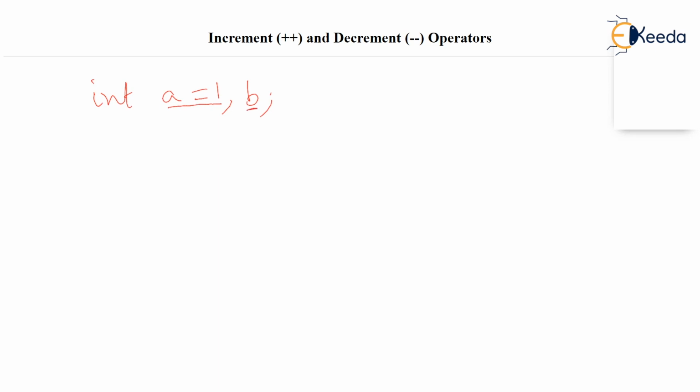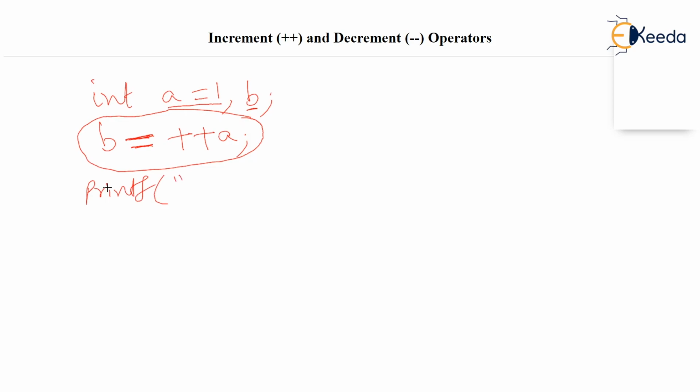Now let's see this expression, b is equal to plus plus a. Now we have a bigger expression in which there are two variables involved. There is an assignment operator involved over here, and plus plus is involved. And finally, let's try to print the value of both variables after this expression. We will first print a and then print b. Now, before we see how this works, or what it means, let's make it more interesting.